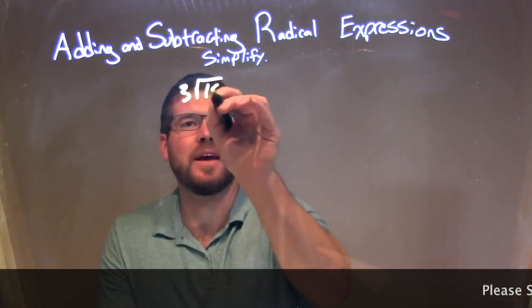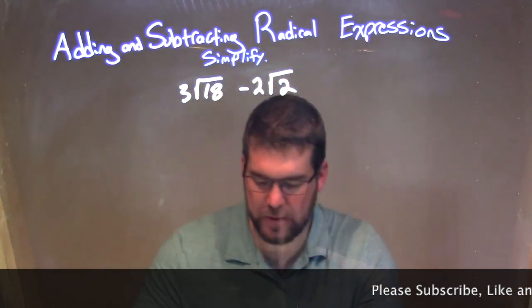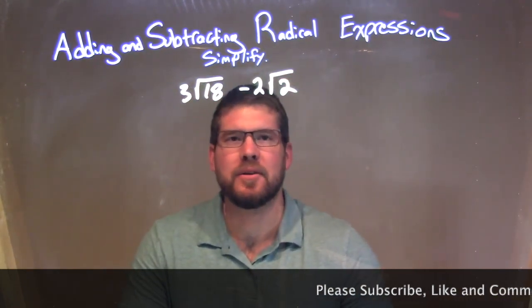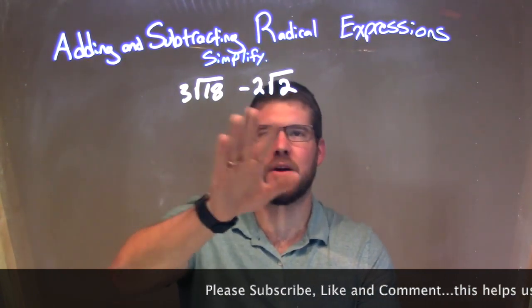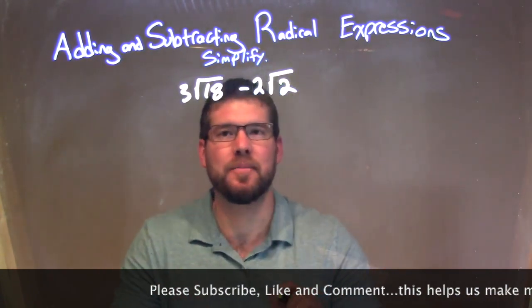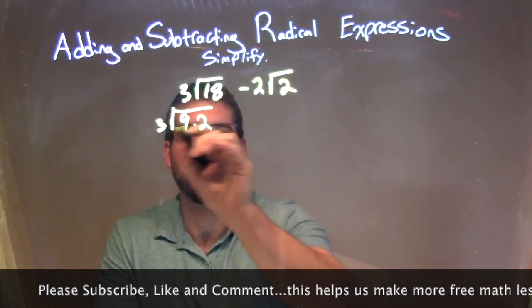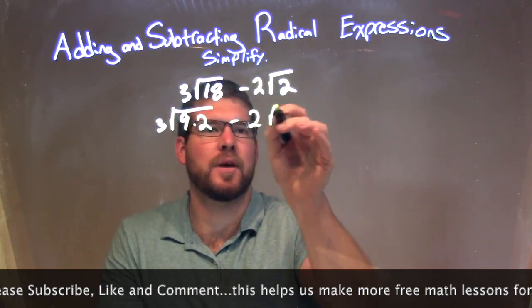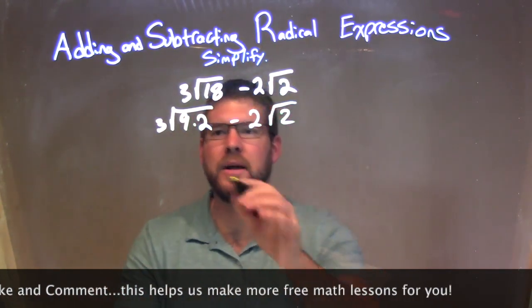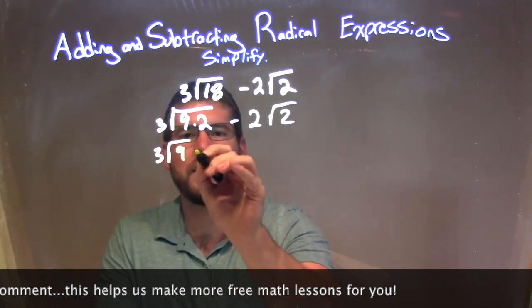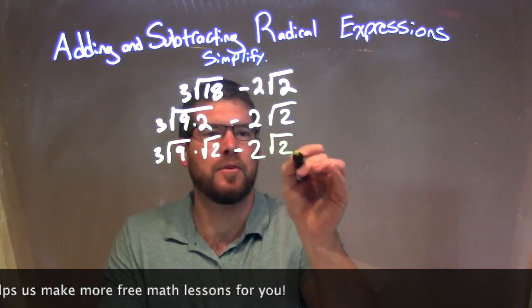3 times the square root of 18 minus 2 times the square root of 2. Okay? Well, what I want to look at here is, how can I make an 18 look like a 2? Because I can't simplify right now, but they both have the same square root. Well, 18 I can break apart to be 9 times 2. So we have 3 square root of 9 times 2 minus 2 times the square root of 2. Well, since it's multiplication right here, I can break that apart again to be 3 times the square root of 9 times the square root of 2 minus 2 square root of 2.